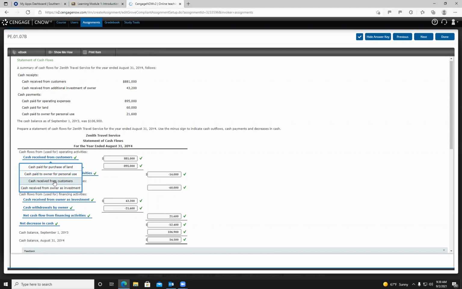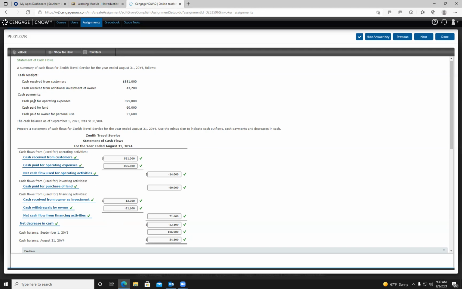So we start out with operating activities. If you look up here under the cash receipts and the cash payments, you look for anything that's directly related to operating activities. The first one is cash received from customers, which was 881,000. So you would select cash received from customers and plug in the 881,000.